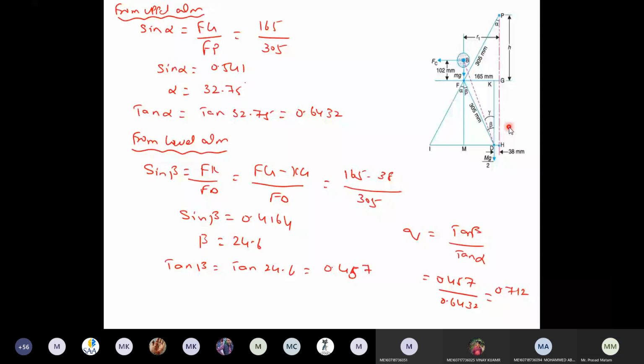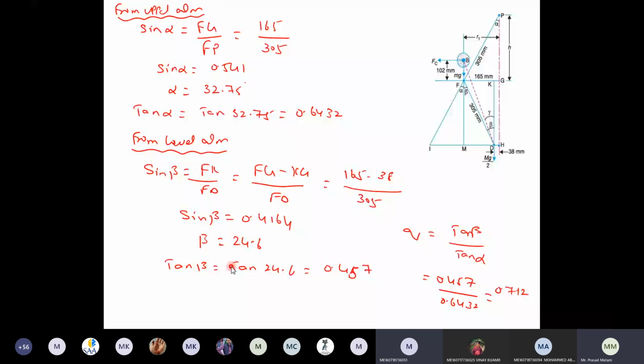Got it? So if I get beta, I can get all the values. Tan alpha and tan beta I am getting. From the upper arm I am getting the tan alpha value. From the lower arm I am getting the beta value. Sin beta I am taking Fk by Fd, Fk by F into D. Now how to get Fk, Fg minus Kg? I am getting beta values. Once I get these angles, I can get these lines. You got my point? Yes, student?